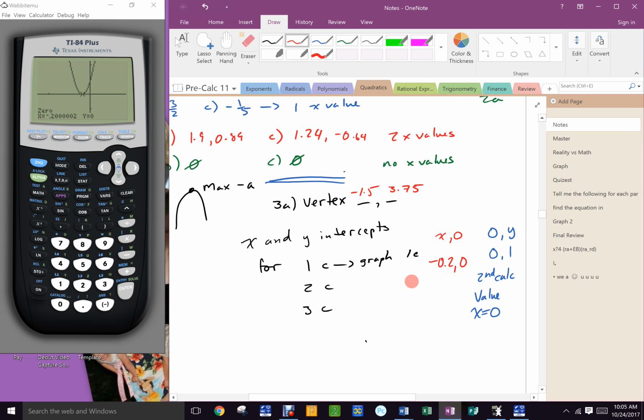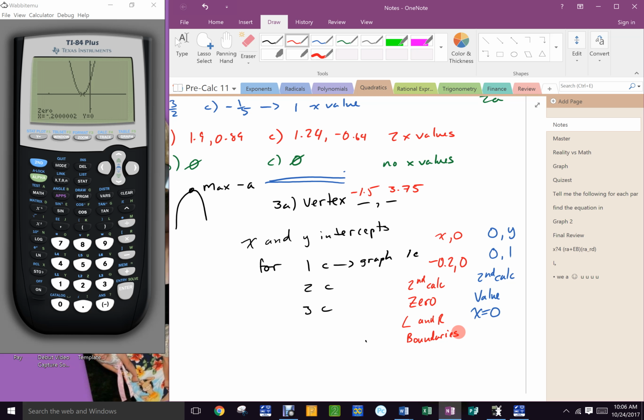And how did I find that? Second calc, 0. And then I use the left and right boundaries. Is everybody cool? That was 1C. Is everybody good? Okay, now we're going to move on to 2C.